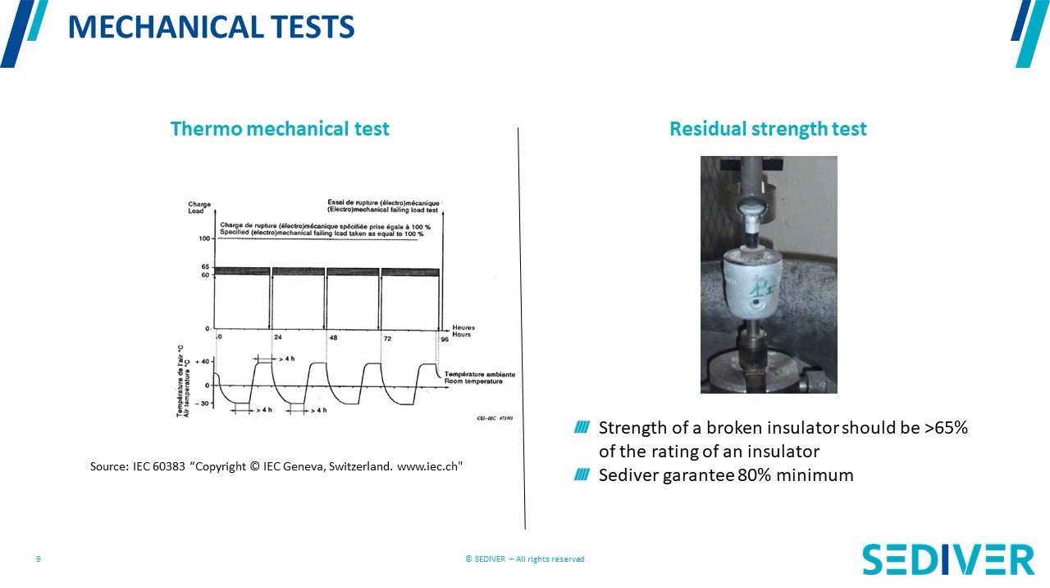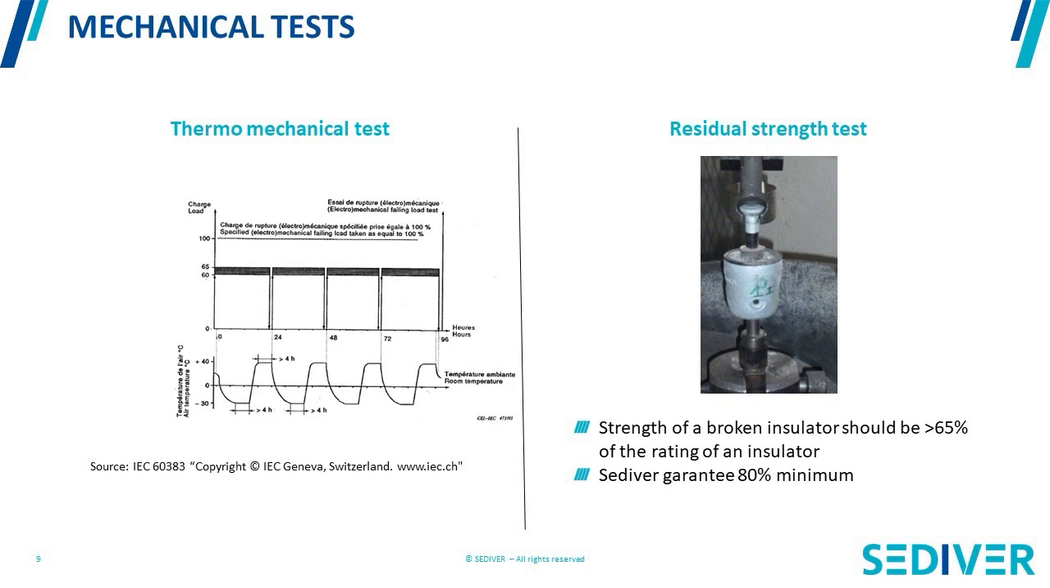Again, what is expected through this test? What you expect is to show that your insulator, if it is broken, is still capable of holding 65% of the initial rating, the guarantee that the manufacturer gives to the end user. 65%, if you remember what I said earlier, an everyday load on the line is around 30%. So if you can guarantee at least 65%, you know you are good.